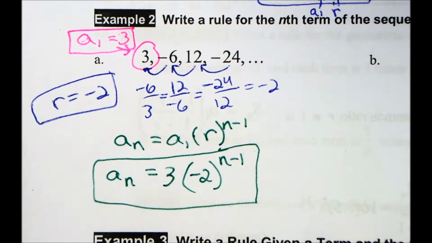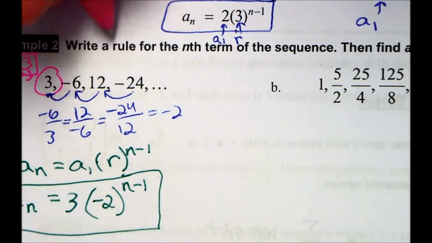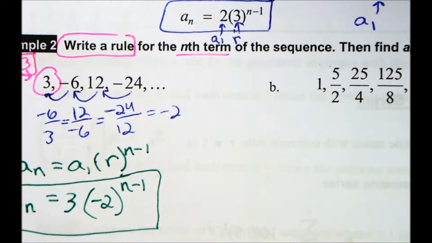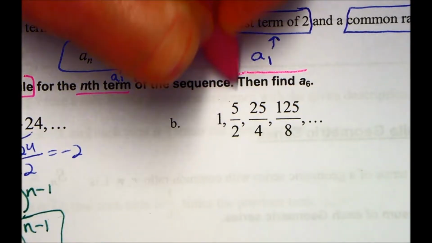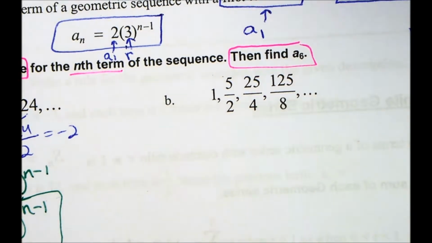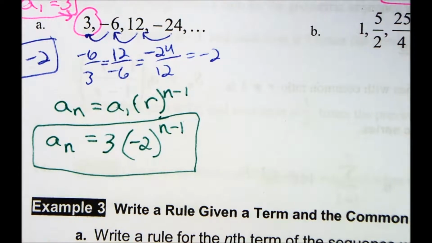So now that we have the equation, the next thing they're asking us to do in our directions, it says write a rule for the nth term of a sequence, which we just did, then find a sub 6. So they want us to find the 6th term now in the sequence. So that's not going to be too hard.